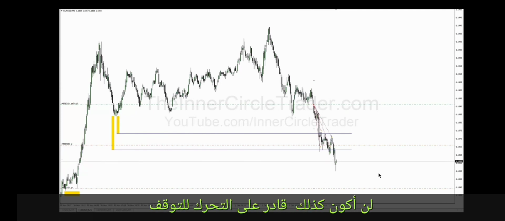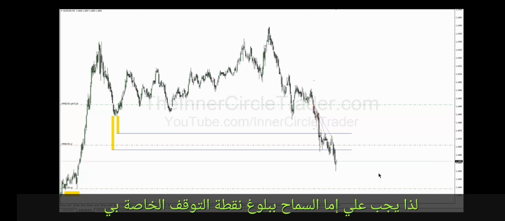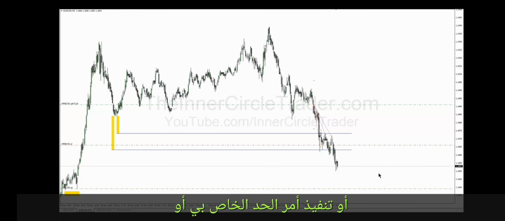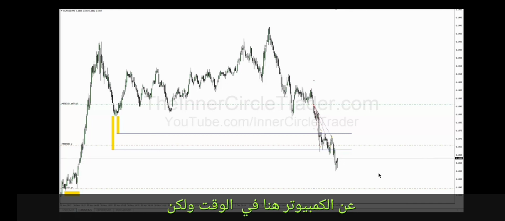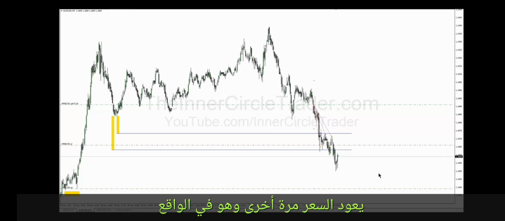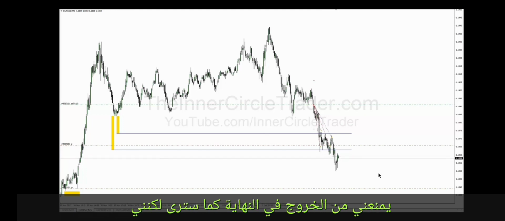So I'm not going to be able to move the stop because the spread won't permit me to do so. So I have to either allow my stop to be hit or my limit order to be taken, or I can collapse the trade. Now I was away from the computer here at the time, but had I been there, I would have been collapsing right now. But ultimately, the price comes back up. And it does, in fact, stop me out eventually, as you'll see.